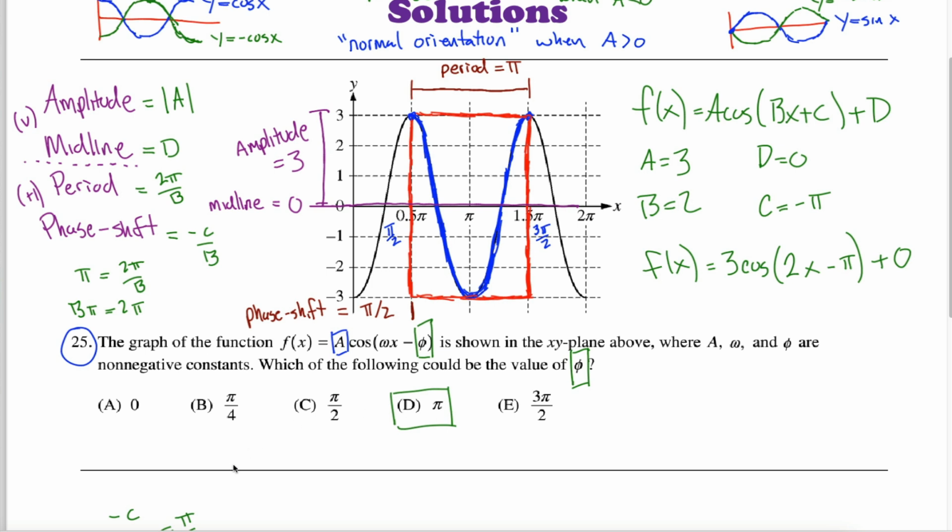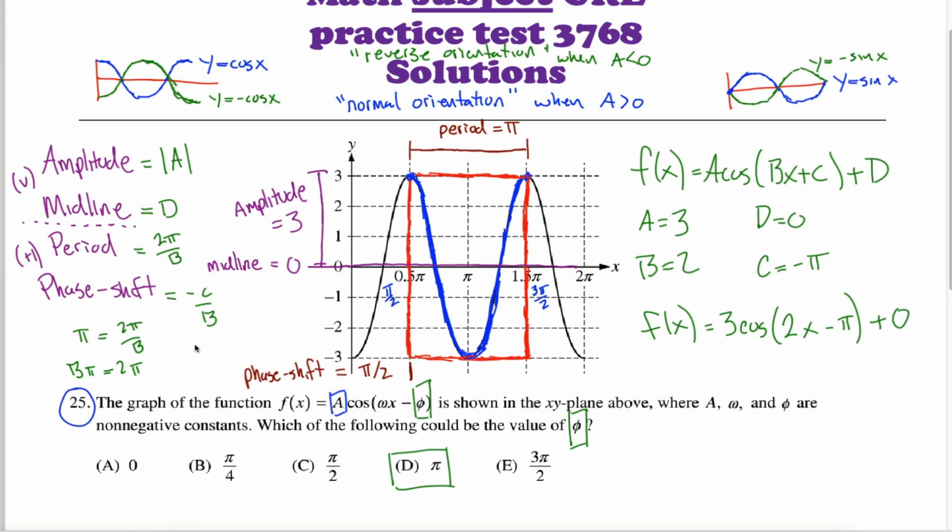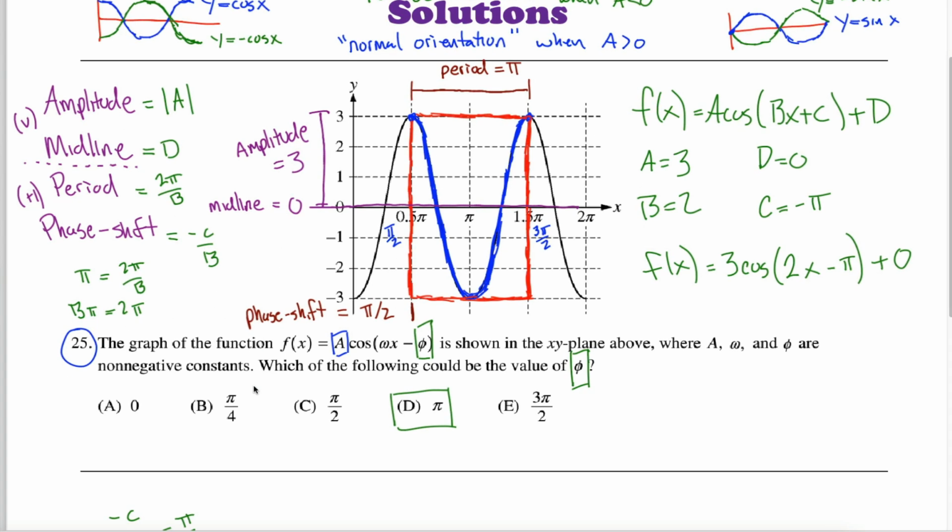Answer to this question is D. Some comments. I think this is the best way to do these problems. Yes, I gave you a lot more information than you need for this specific problem, but I think it's a good idea to understand amplitude, midline, period, and phase shift, because we're not trying to answer 25 on the practice test. We're trying to answer any transformation of sine or cosine on your actual test. But if you really wanted to, you could answer this question without any of this stuff.